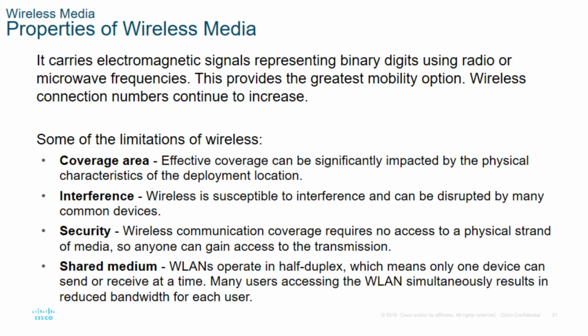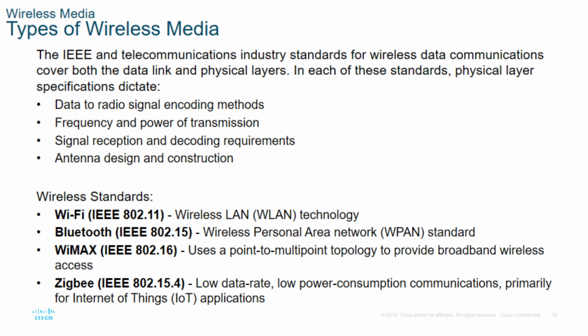Number one is coverage area. Number two is interference. Number three is security, and number four is shared medium. Although wireless is increasing in popularity for desktop connectivity, copper and fiber are the most popular physical layer media for deployment, also for intermediate network devices such as routers, switches and others. Now, types of wireless media.